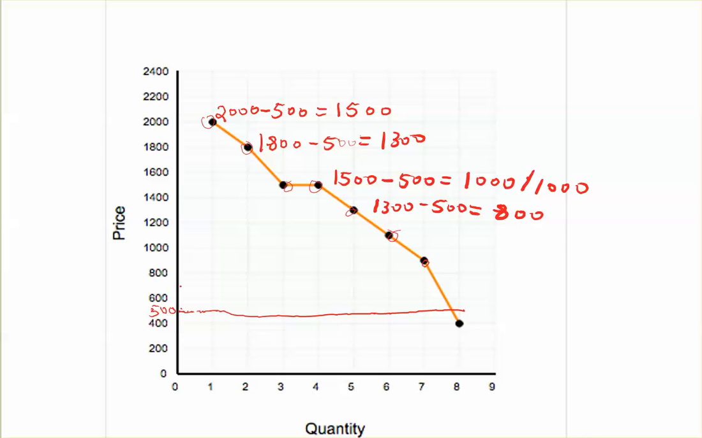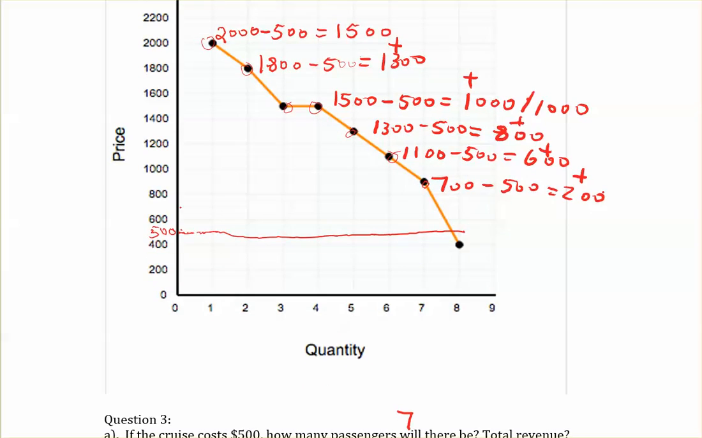The next consumer's willingness to pay is $1,100 minus $500, so you will get $600. Now it's our last consumer. His willingness to pay is $700 minus $500, so he gets $200 as consumer surplus. Now, to get the market consumer surplus, we just add all those numbers together. Now we can move those numbers close to our question.